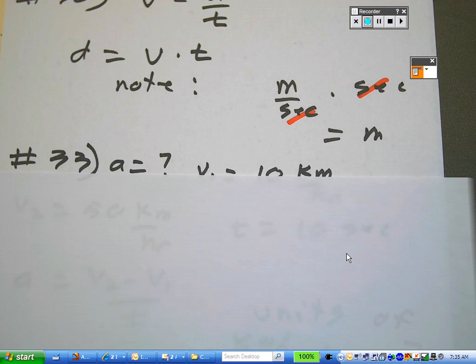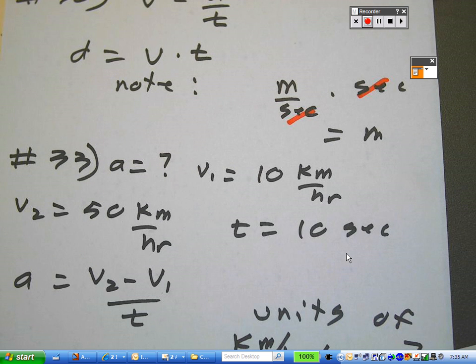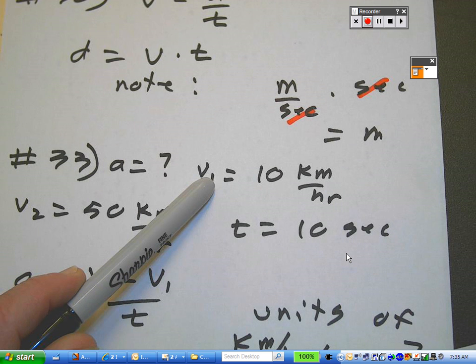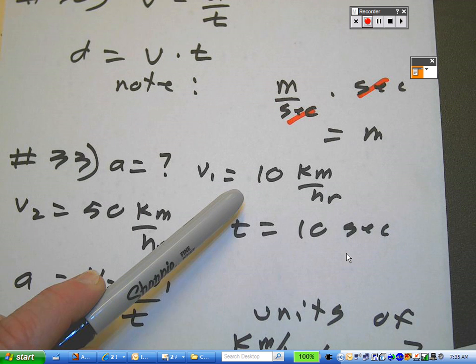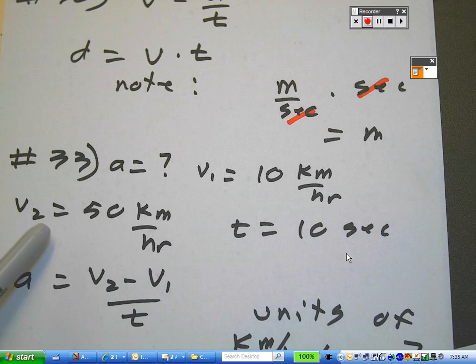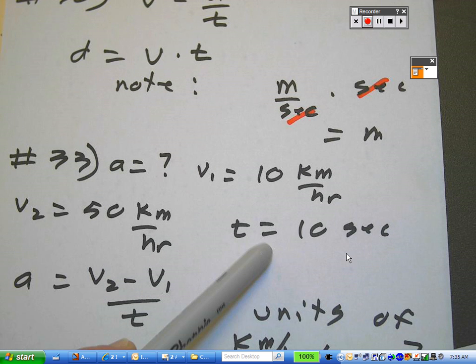Let's take a look at number 33. The main theme of this unit regarding problem solving is to write the list of the knowns and unknowns. In number 33, we don't know what the acceleration is. We've got a beginning velocity, which we call v1, of 10 kilometers an hour, an ending velocity of 50 kilometers an hour, and a time of 10 seconds.